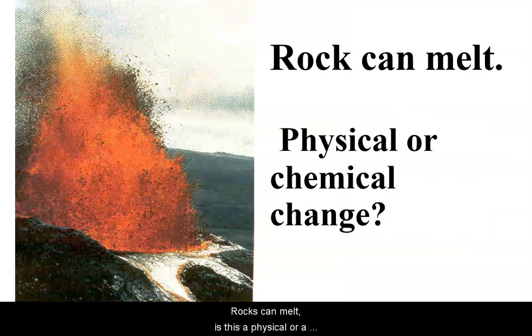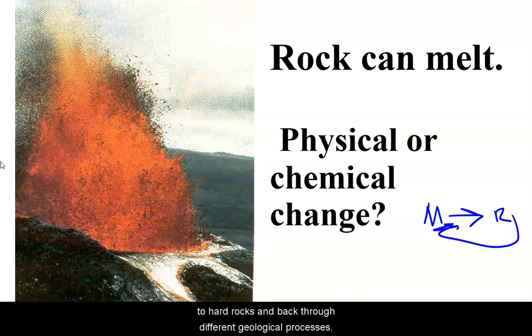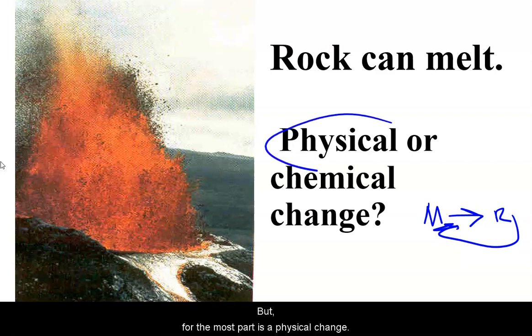Rocks can melt. Is this a physical or a chemical change? Similarly to our water cycle, the rock cycle can change from magma to hard rocks and back through different geological processes. It doesn't necessarily change the chemical makeup unless something else is introduced to it. But for the most part, it's a physical change.